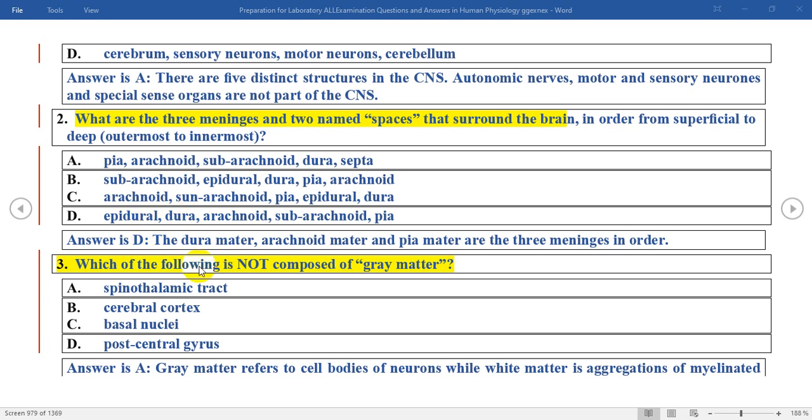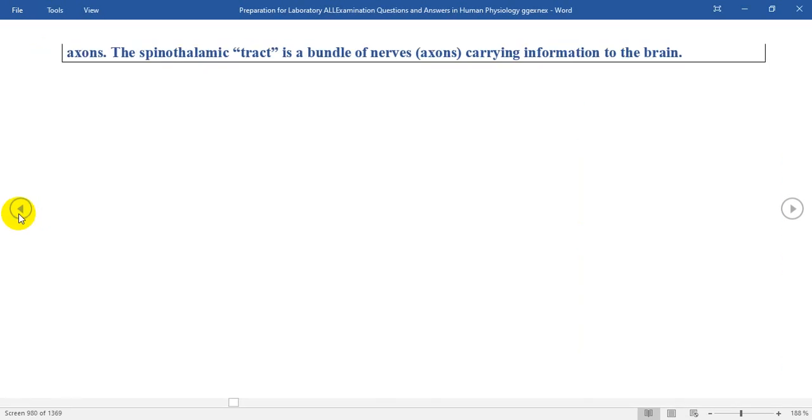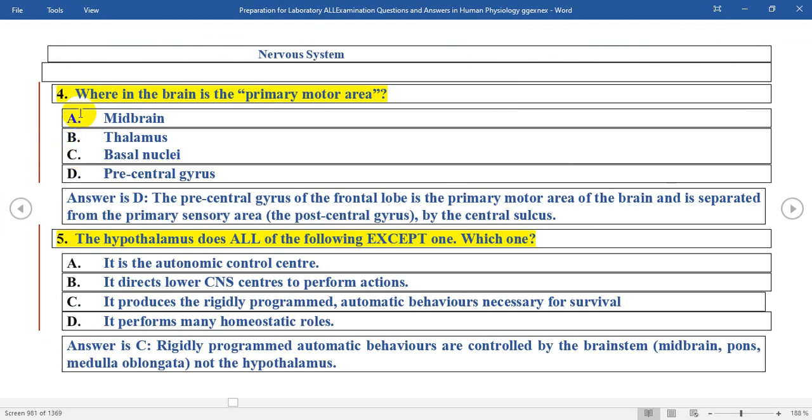Number 3. Which of the following is not composed of gray matter? Spinothalamic tract, cerebral cortex, basal nuclei, postcentral gyrus. Answer is A. Number 4. Where in the brain is the primary motor area? Midbrain, thalamus, basal nuclei, precentral gyrus. Answer is D.